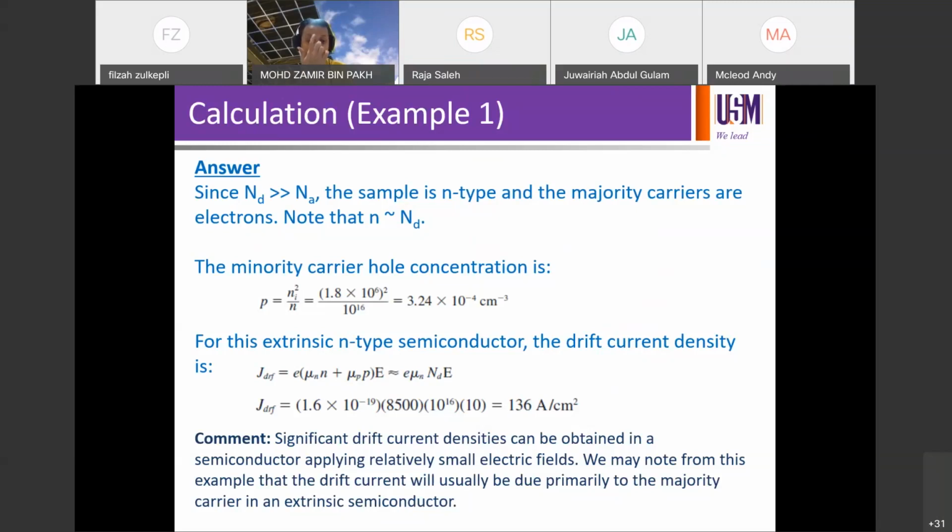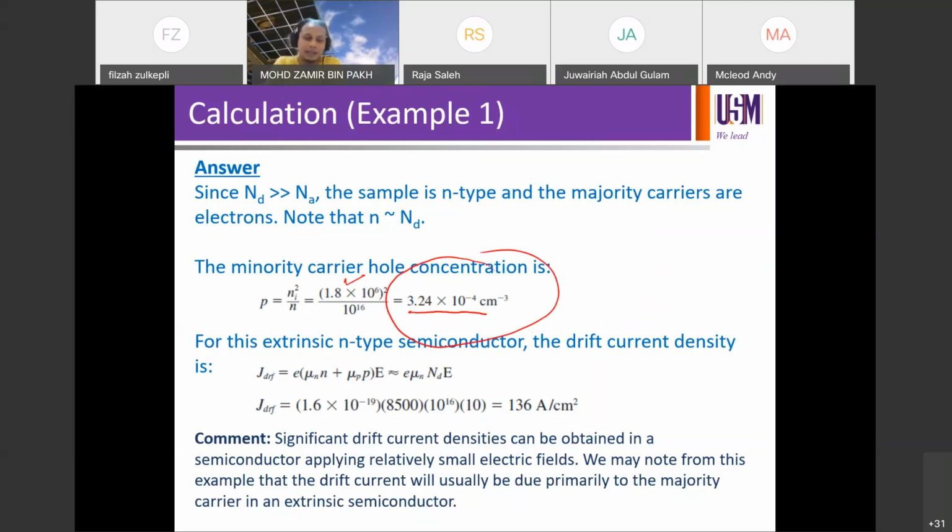For gallium arsenide, the Ni is equal to 1.8 times 10 to the 6. Previously we discussed a lot on silicon, and silicon has 1.0 times 10 to the 10, but for gallium arsenide you need to use 1.8 times 10 to the 6 for its Ni. So you square that over your N value, which in this case is 10 to the 16. Therefore, your minority carrier concentration is 3.24 times 10 to the minus 4 per centimeter cube. And this is very low, 10 to the minus 4. Before this, when we talked about silicon, the examples were 10 to the 16 as the majority, and therefore 10 to the 4 as the minority.